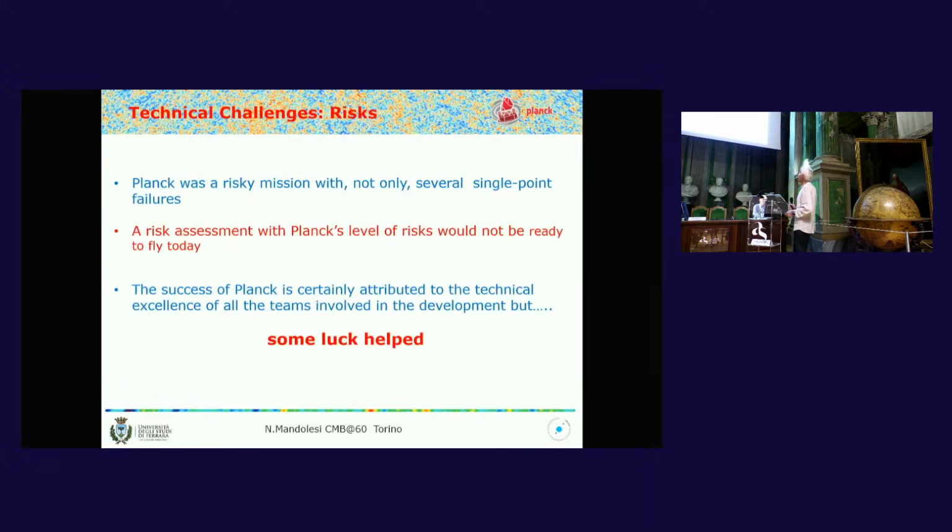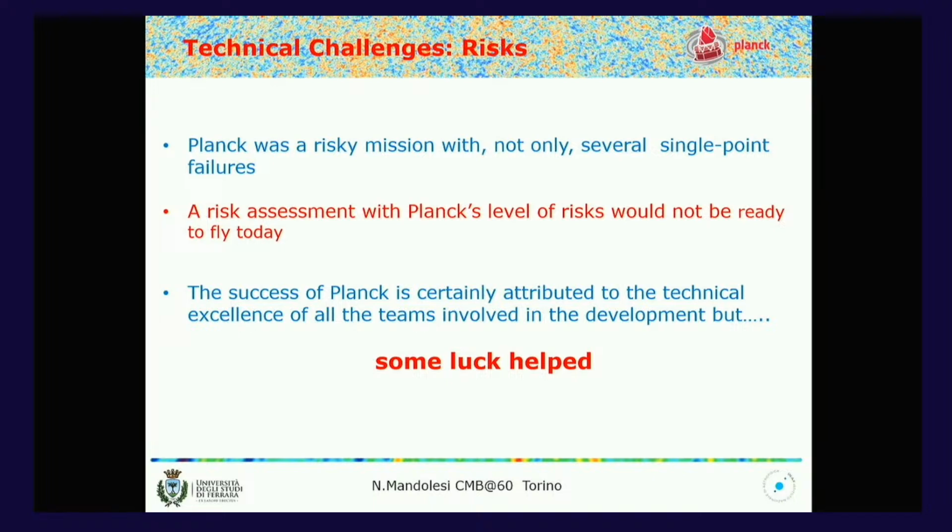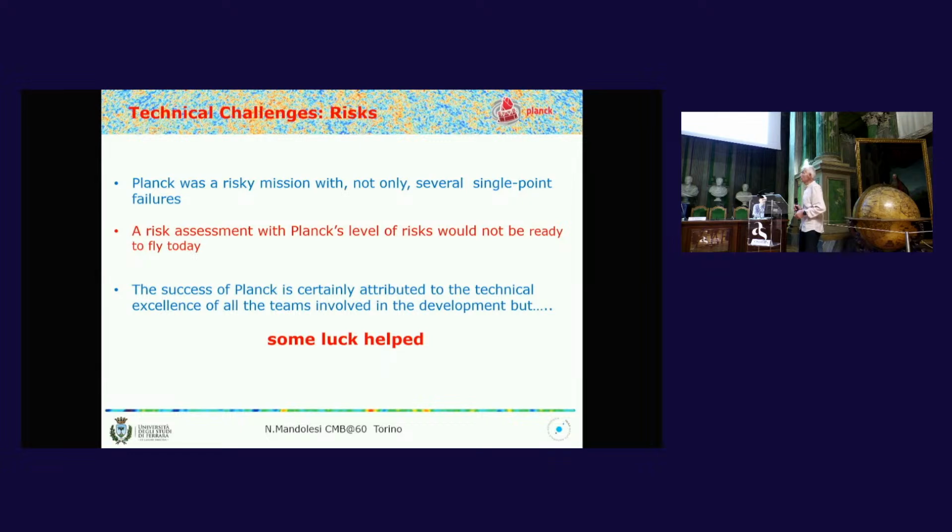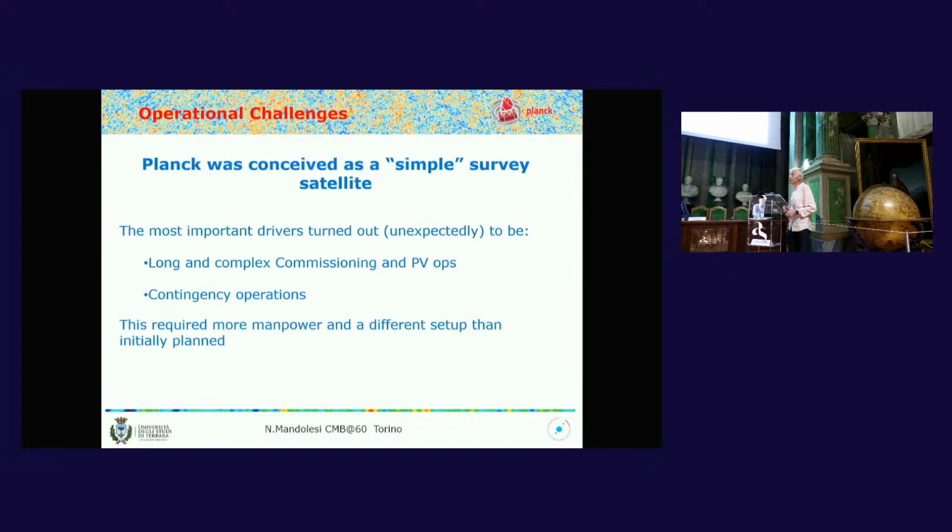Planck was a risky mission, with not only several single point failures. A risk assessment today of Planck would not have allowed Planck to fly. The success of Planck is certainly attributed to technical excellence, to the people involved in the development, but also some luck that helped.